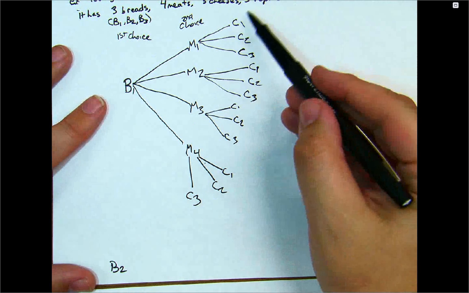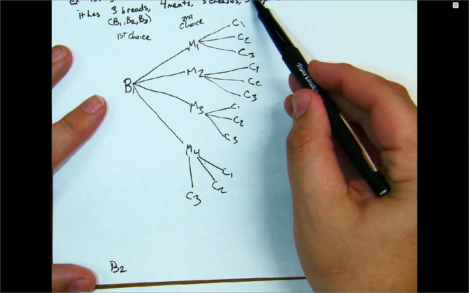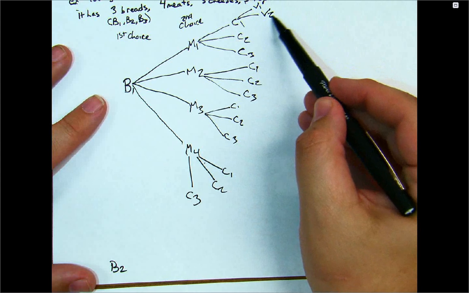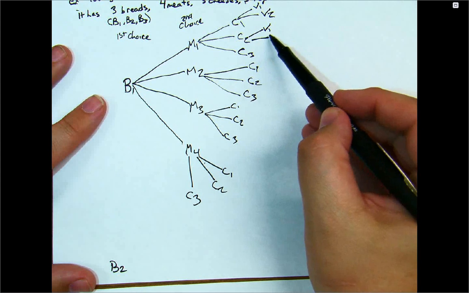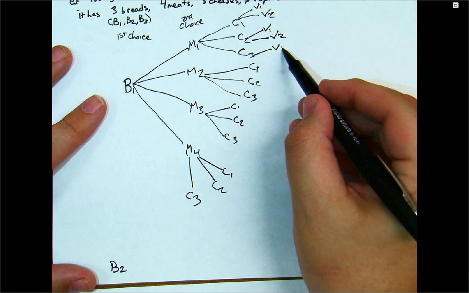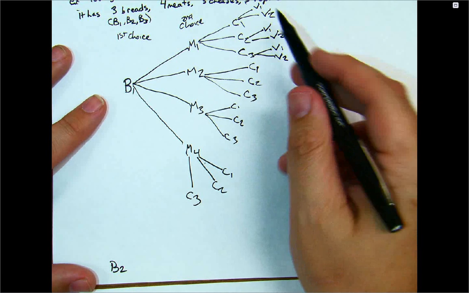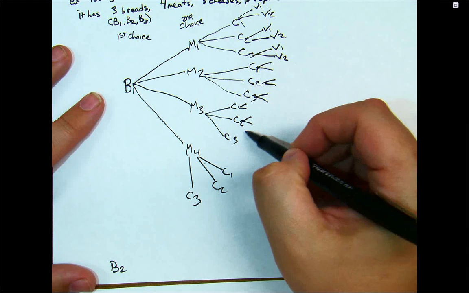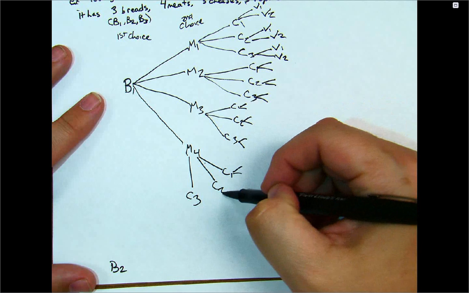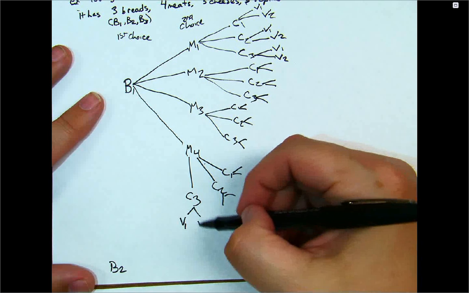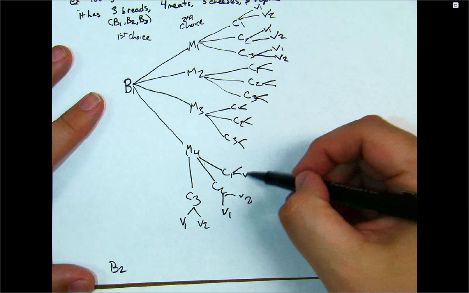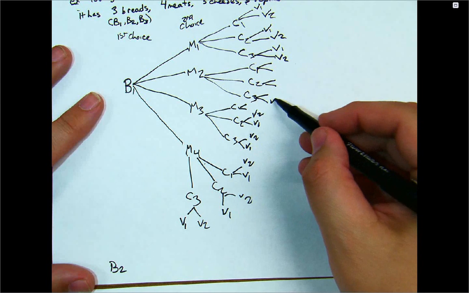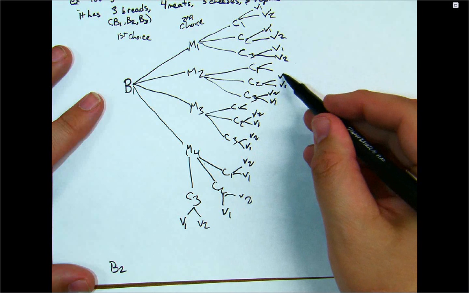And then there's 5 vegetables. Why don't we just change that to 2 vegetables? And then you'd have 2 that branch off from there, and there, and there, and there, and there, and there, and there, and there. That's V1, V2, V1, V2, and so on for each branch.